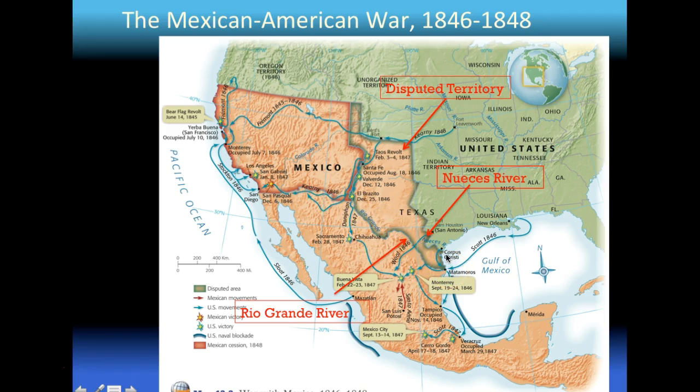However, Mexico said that they owned up to the Nueces River here and all along this border. And this territory here that is surrounded in a green marker, should I call it, was considered disputed territory between the United States and Mexico, which again, Mexico had gained independence in 1821. So we're talking 25 years later.